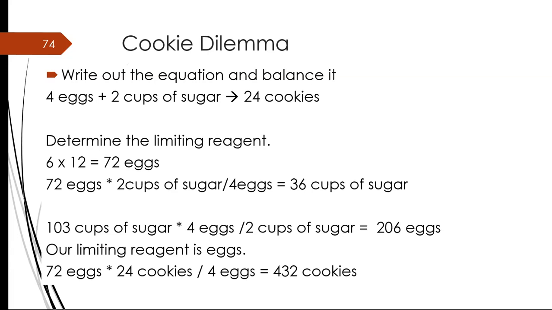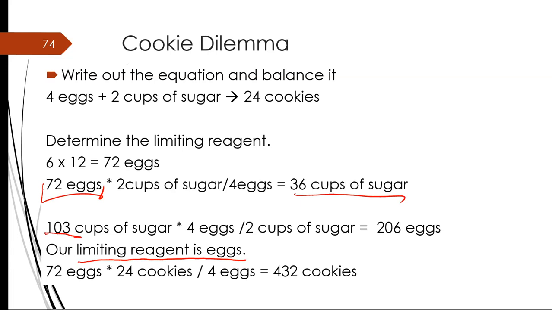What I've done instead is I've taken all of my eggs and I'm turning them into how many cups of sugar they would be. So 72 eggs. Every 4 eggs needs 2 cups of sugar, so my 72 eggs need 36 cups of sugar. Now my 103 cups of sugar would need 206 eggs in order for me to use them all. So if we think about that, our 72 eggs only needed 36 cups of sugar, and we have 103. So our limiting reagent, what we're going to run out of first, is our eggs.